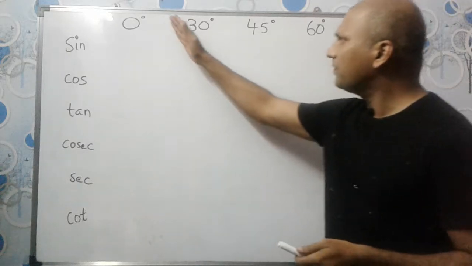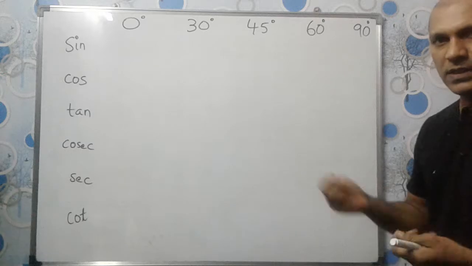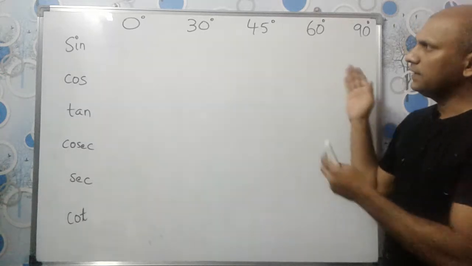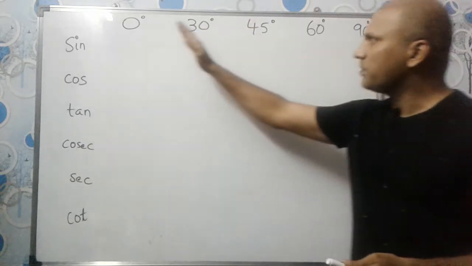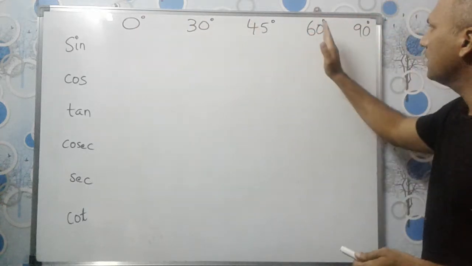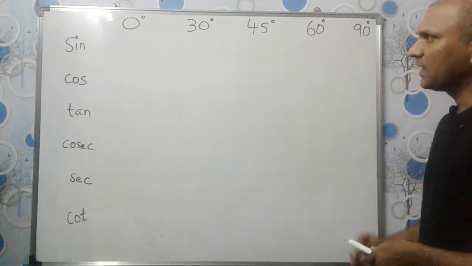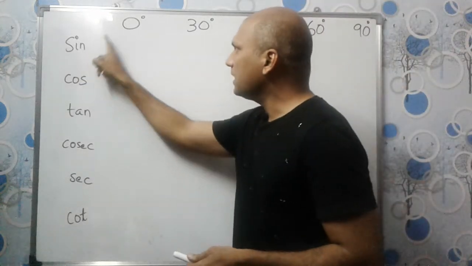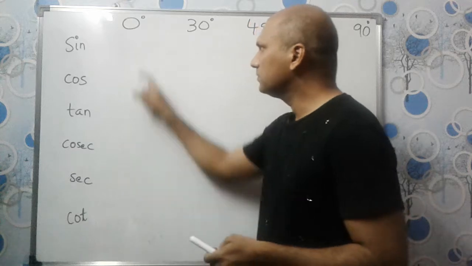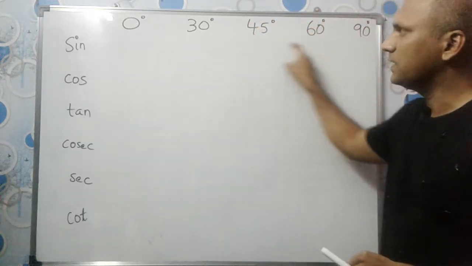Sometimes we'll have 15 degrees also, 65 degrees, 72 degrees, 32 degrees and so on. But in the 10th standard we have the specific angles 0 degrees, 30 degrees, 45 degrees, 60 degrees and 90 degrees. Now see sine 0. What is sine 0? How to write these numbers here?